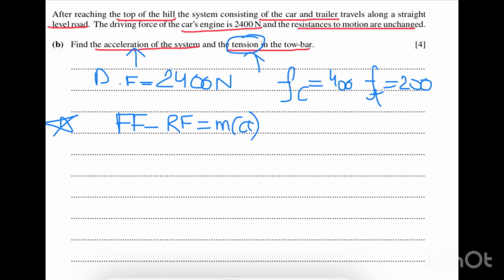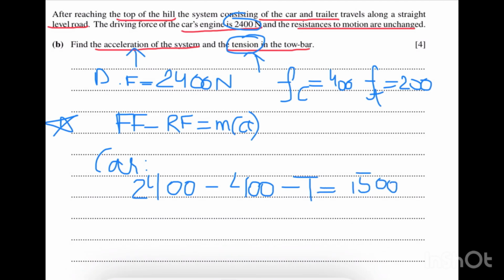at the objects individually. So for the car, the forward force is the driving force that it exerts. So that will be 2400, and then it will also have a force of friction, which was 400 acting on it, and other than that it will have the tension, and its mass was 1500, and then we have the acceleration. So both the car and the trailer will have the same tension and the same acceleration since they are connected through a tow bar.